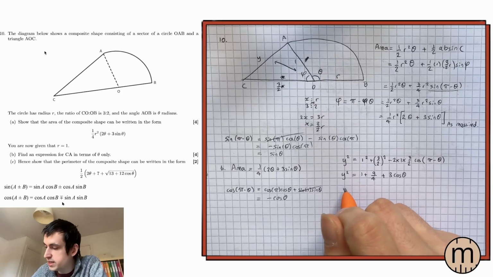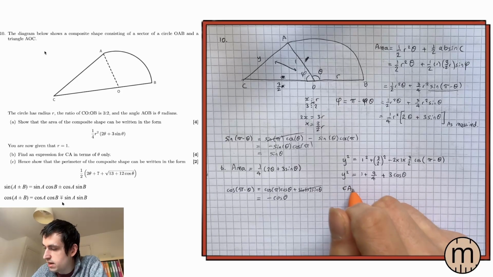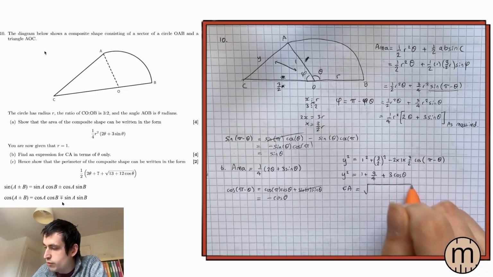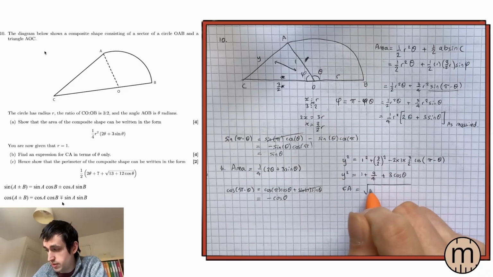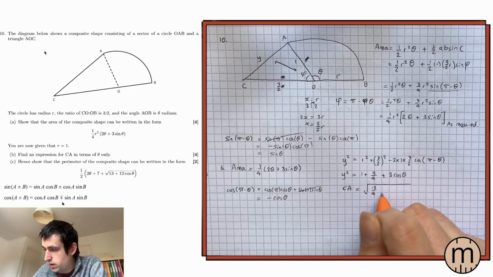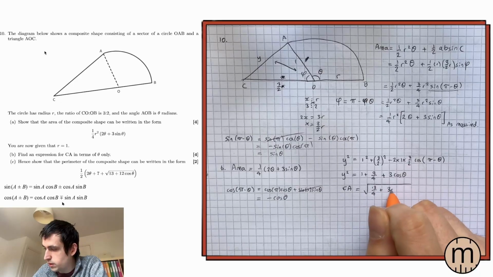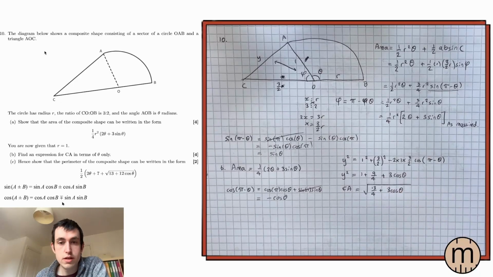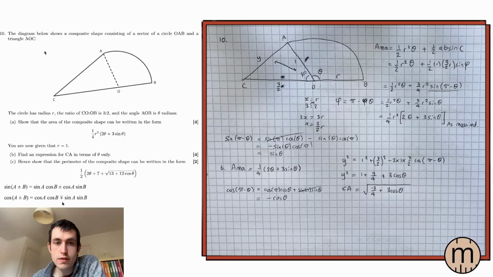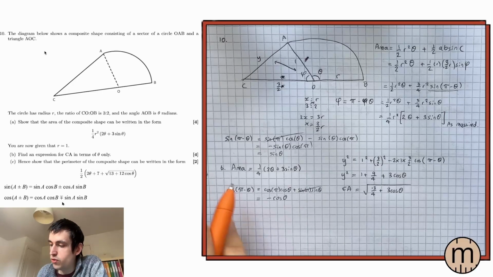So an expression for CA, if I call this CA, it's going to be the square root. If I add these two together, I'm going to get 13 over 4. 13 over 4 plus 3 cos theta. And to finish off, turns out we didn't need that area formula, but that's fine. Hence, show the perimeter of the composite shape can be written in that form.